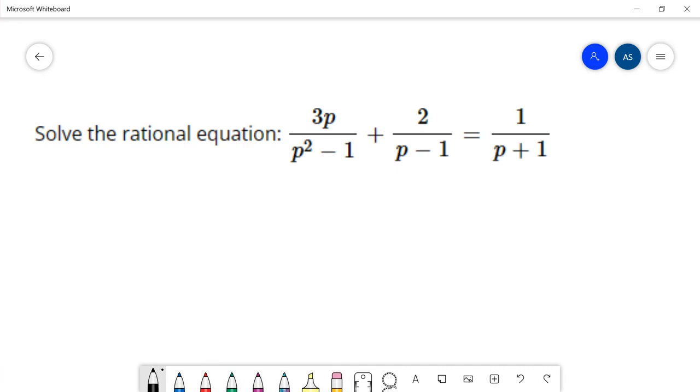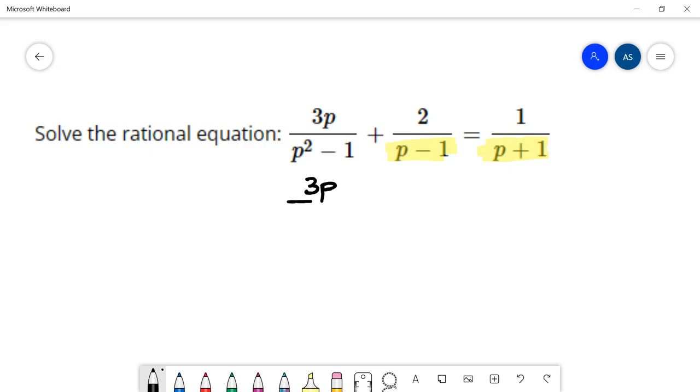Before we figure out the least common multiple, which is the first step in clearing fractions, we should factor each denominator completely. The p minus 1, this denominator here, is already in factored form, and so is this one. The only one that we need to factor is the p squared minus 1.